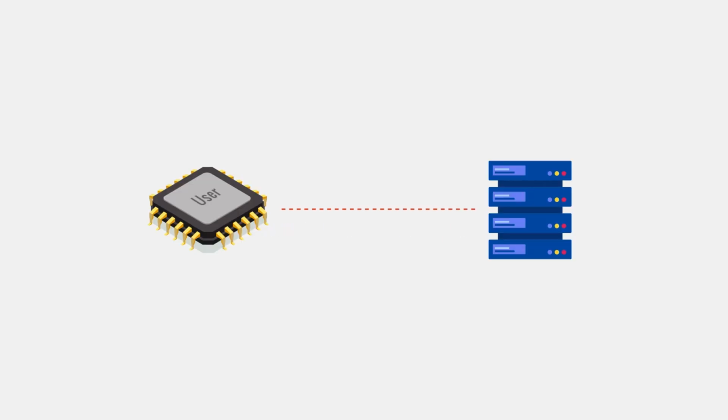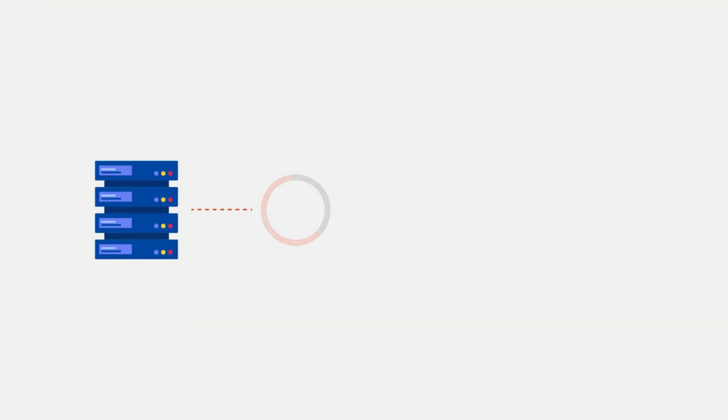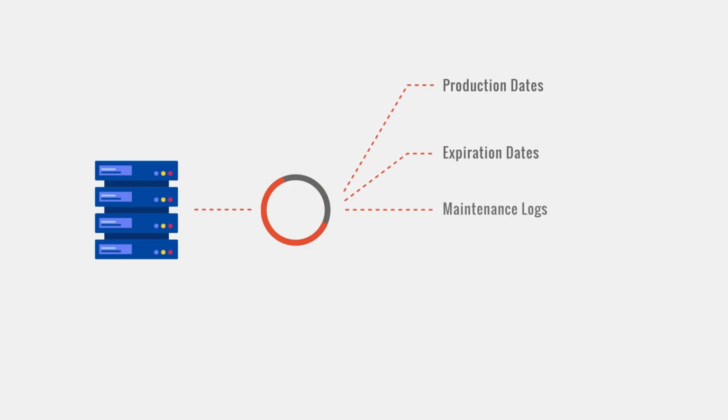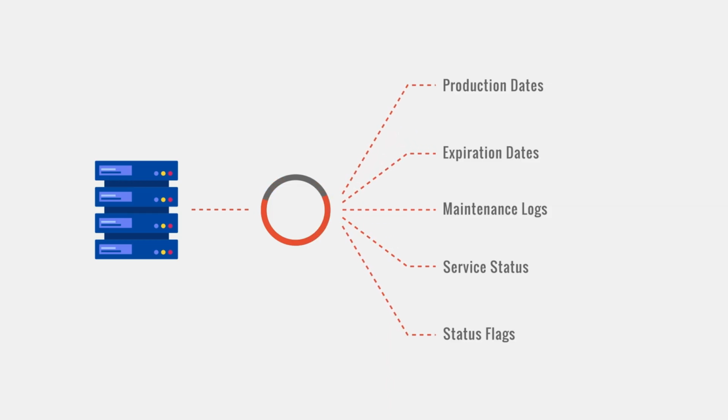The third area is user memory, which, as the name suggests, is storage space for user-specific data. This space can be used to store various business-related data, such as production dates and expiration dates, maintenance logs, service status, or status flags. You can think of user memory as a small notebook carried with the tag, used to record more detailed information related to the application scenario.